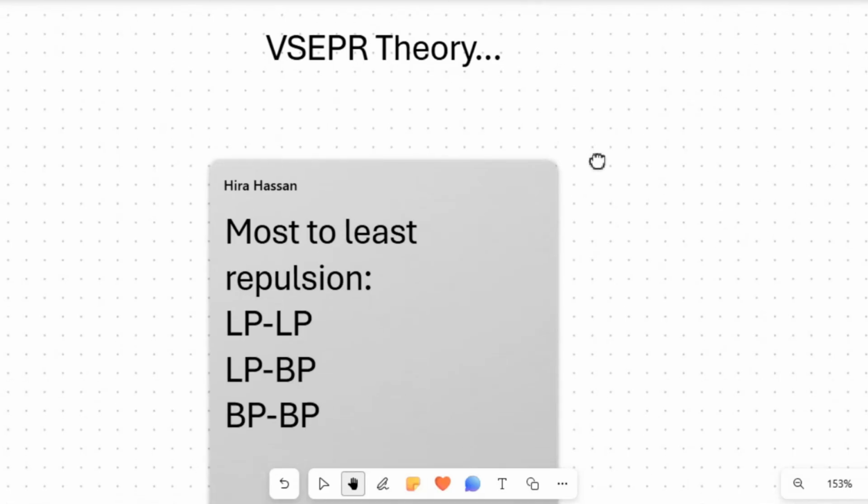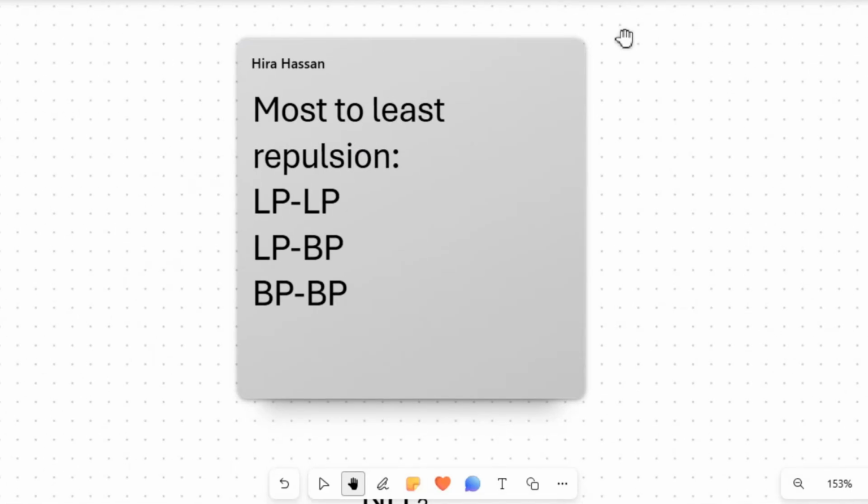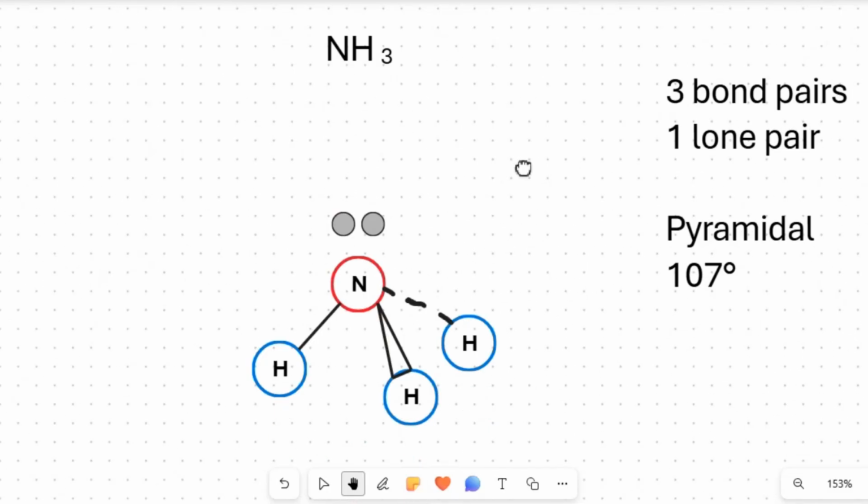So according to the valence shell electron pair repulsion theory, the most to the least amount of repulsion is as follows. The most repulsion is between the lone pair and the lone pair, and then lesser repulsion is between lone pair and bond pairs, and the least repulsion is present between a bond pair and a bond pair. This will, of course, influence your molecular geometry, not your electron geometry, and it will influence the shape of the molecule. So firstly, we have ammonia as an example.